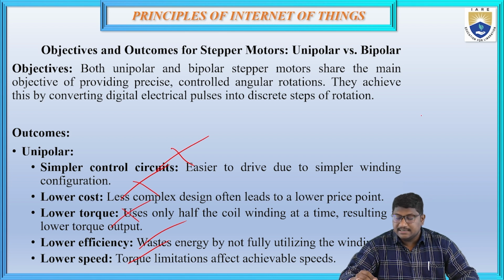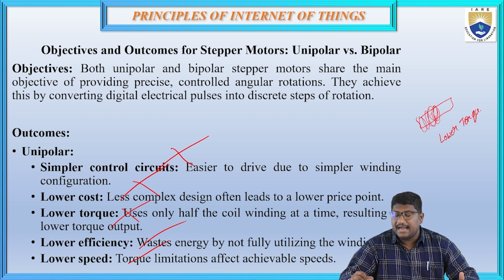For example, take this coil. I am winding it with copper wire on only half of it. Due to this, I am getting only lower torque and not the high torque, which results in low torque output.